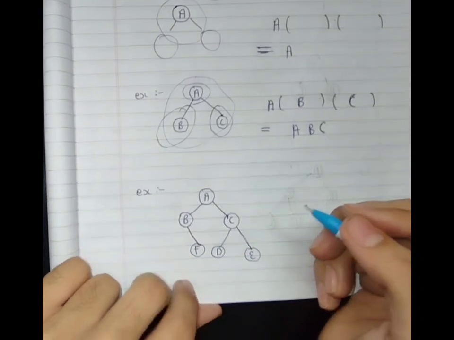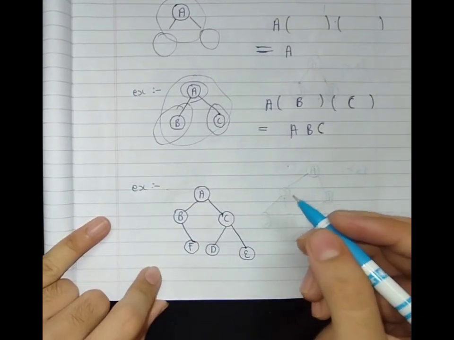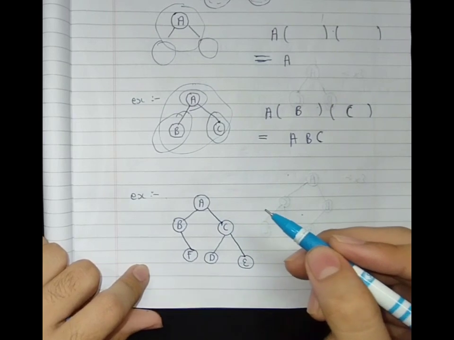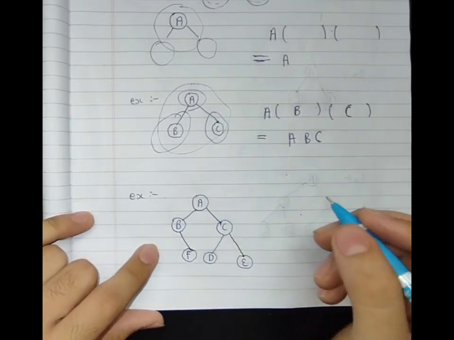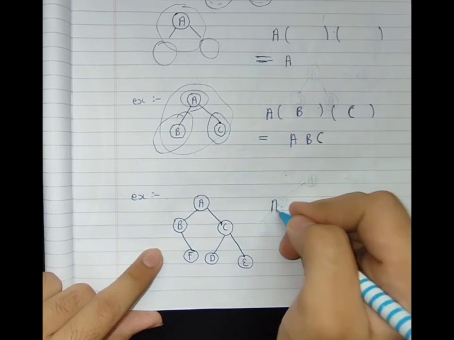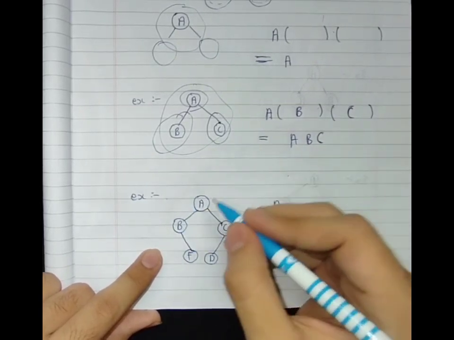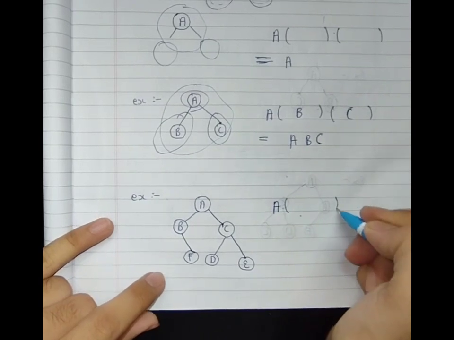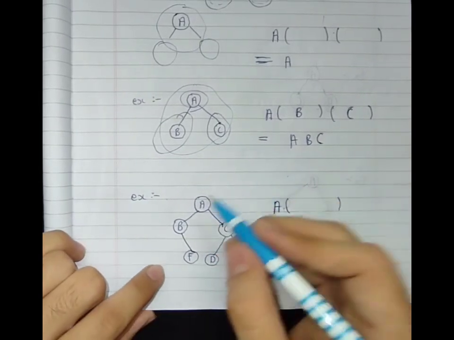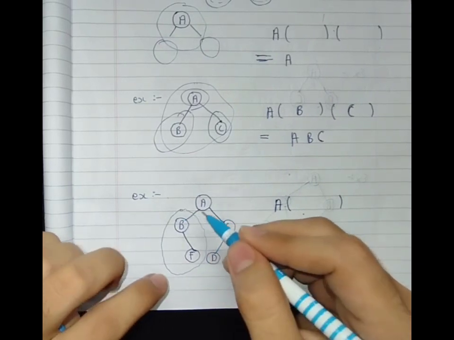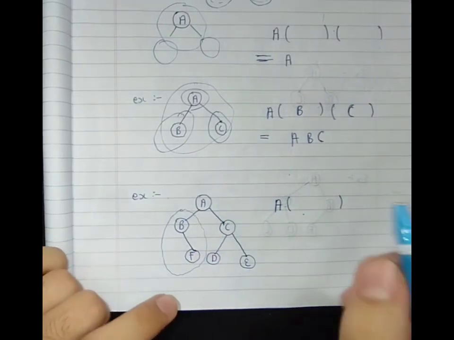Now we will solve a more complex example. Here we have a tree of 6 nodes. Again we will write down the root node first. The root node of this whole tree is A, so we have written down the A. Now we will write down the pre-order traversal of the left branch. Here the left branch is this part. This is the whole left branch of this tree.